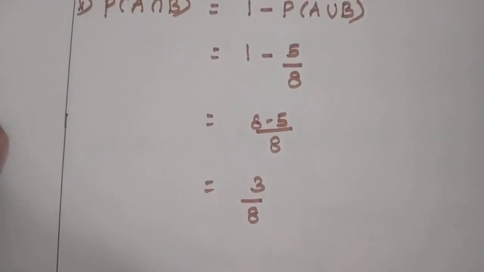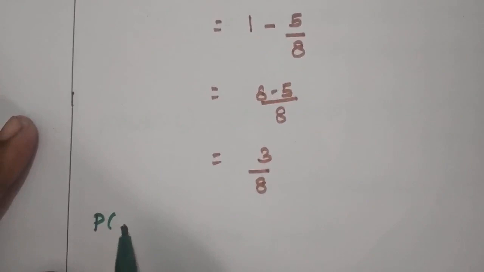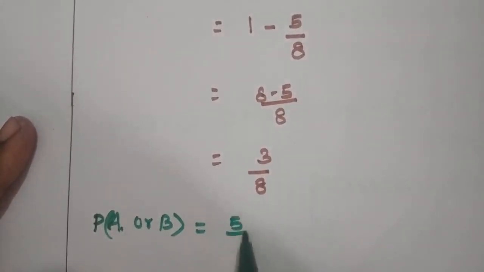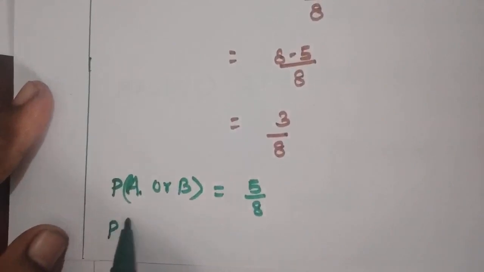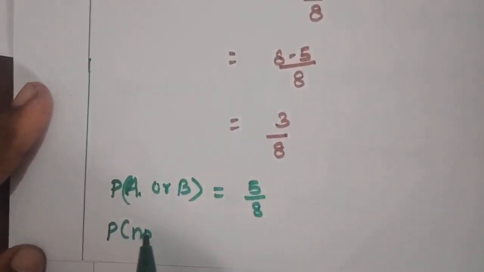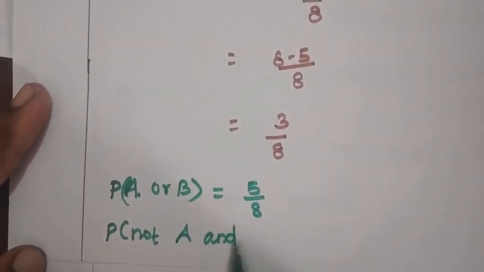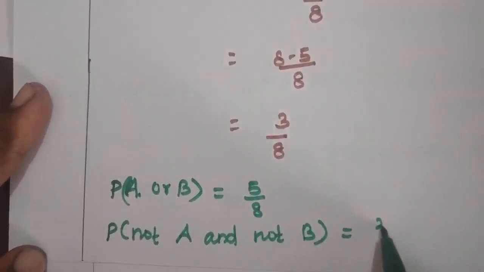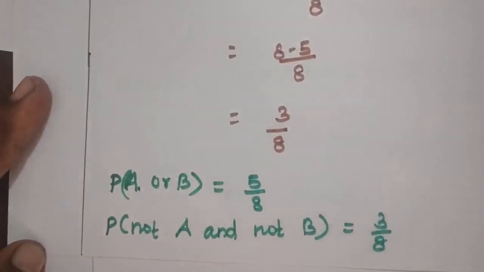So while you are writing the answer, you have to write it as P of A or B is equal to 5 by 8 and the second one is P of not A and not B is equal to 3 by 8. Is it clear, students? Yes.